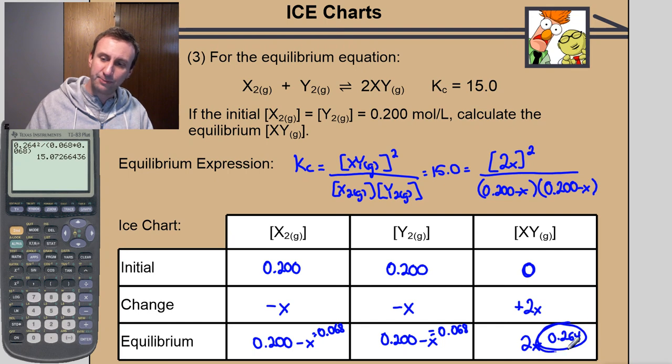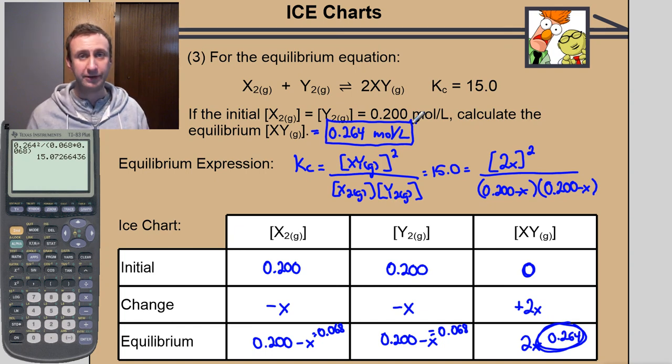0.264 is my final answer for the equilibrium concentration of X, or XY, sorry. So 0.264 moles per liter, final answer for that one, and I'm all set.